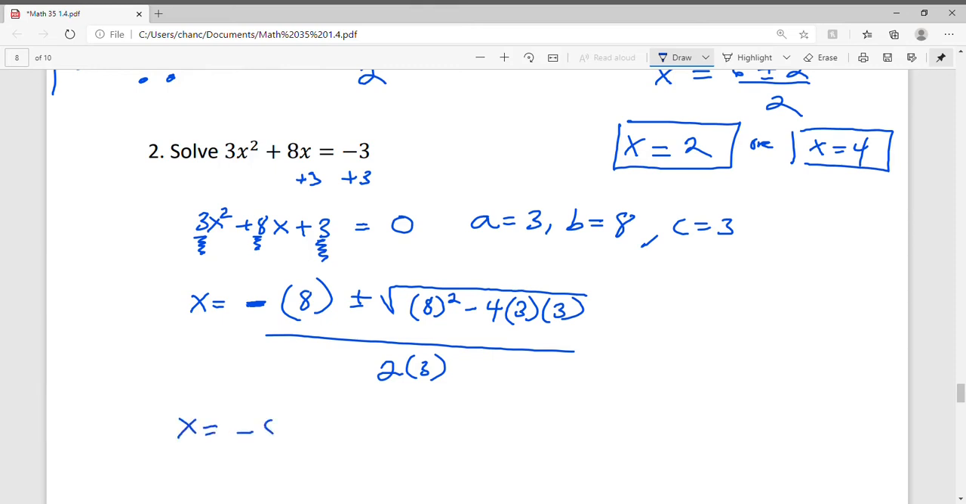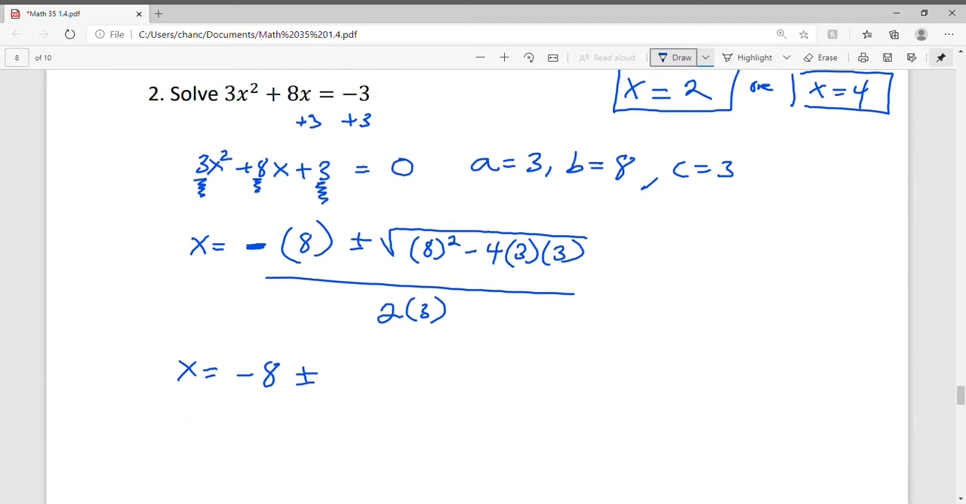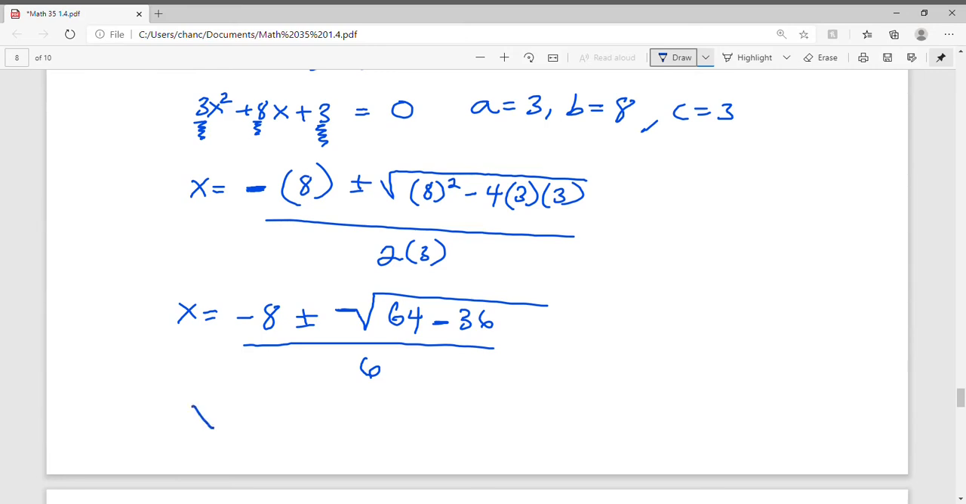Now we can bring out our calculators and try to simplify this. The -8 in the front just comes down. Plus or minus the square root of 64, and then we'll do 4 times 3 times 3. That's -36. Divide this by 2 times 3, which is 6. I can simplify this as x equals -8 plus or minus the square root of 28. 64 minus 36 is 28. Divide that by 6. Now, don't simplify the terms yet.